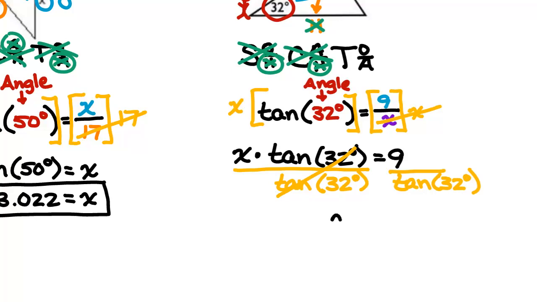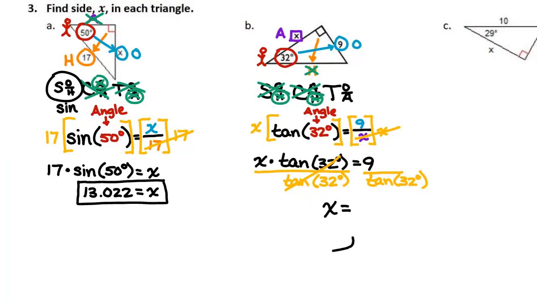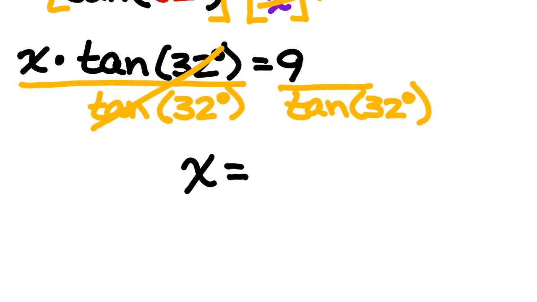So now into my calculator. I'm going to type in exactly what I see here. 9, and then the division key, tangent, 3, 2, close the parentheses and hit enter. What do you get when you do that? 14.403.